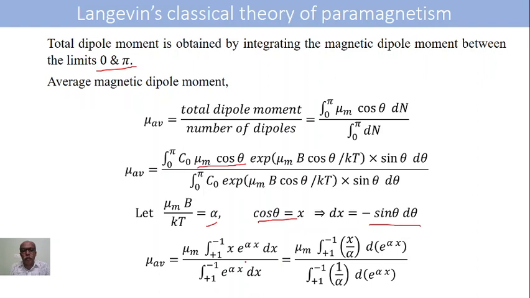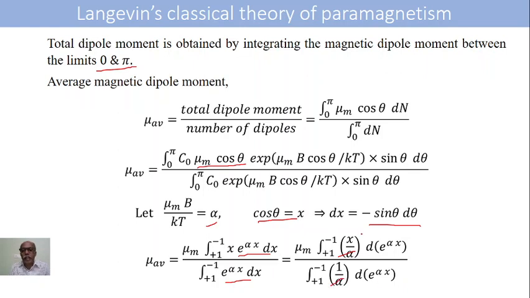Now rewriting this expression, we get μm into integral plus 1 to minus 1 x by alpha into differential of e power alpha x. Similarly, in the denominator, integral 1 by alpha into differential of e power alpha x. These alphas get cancelled since they are constants and taken out.